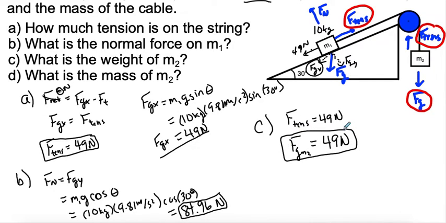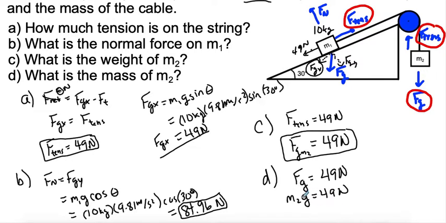So M2, the weight for M2 is just 49 newtons. So the last part, we're going to use that weight, right? So if we've got the force of gravity, that's 49 newtons. What is the mass? So Fg is mg, and since we're on mass 2, I'll write m2.